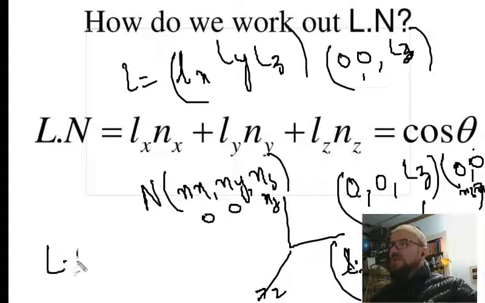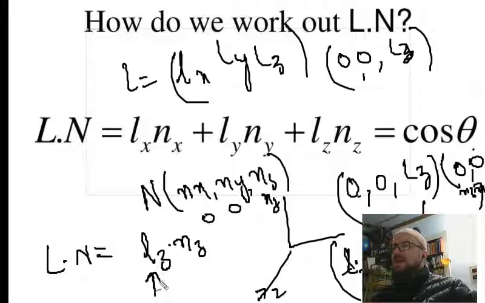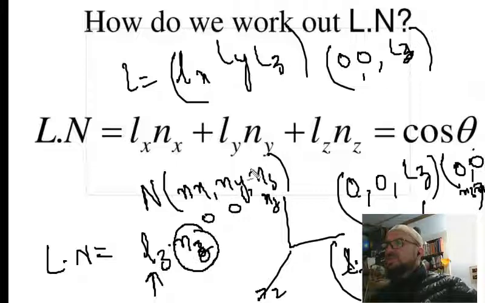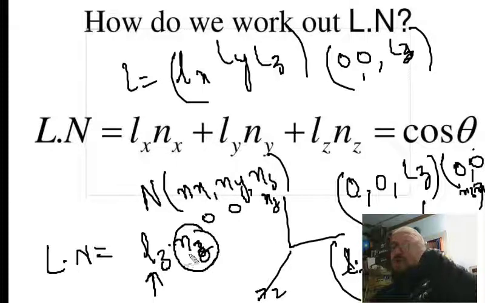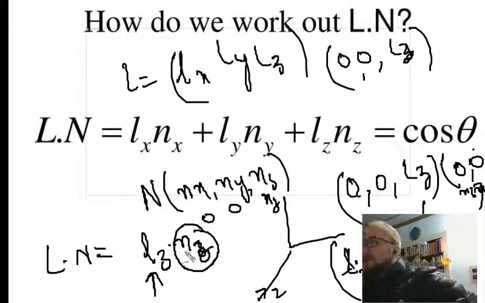So L dot n actually comes to L of z times n of z, and L of z is the viewing vector, which we already know. So we only need to calculate n of z. The simplified version is to find L dot n, because if L dot n comes out greater than 0, it's a back face. So here we need to calculate only n of z, and we look at the sign of n of z.